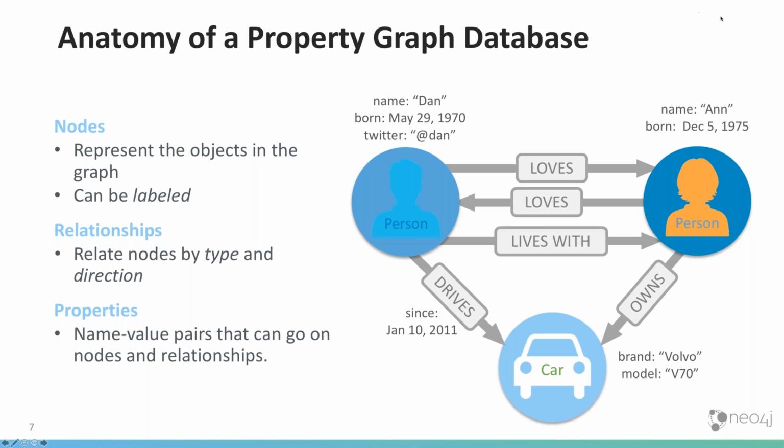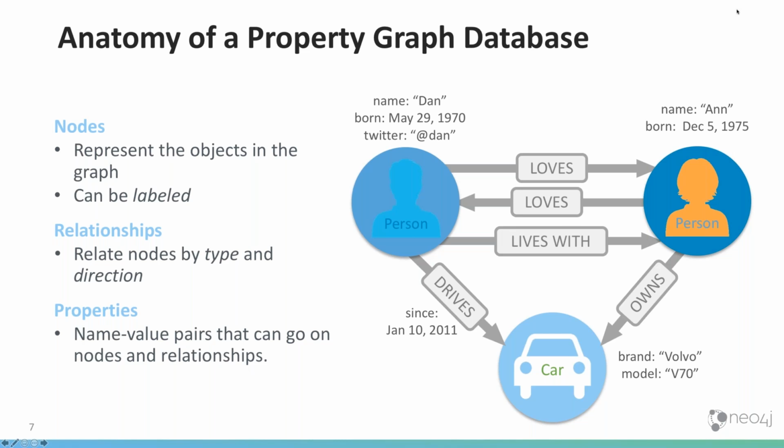On the right, we have another node. The name property for that node is Anne. She was born December 5th, 1975. We don't have her Twitter handle, and that's okay. It's not like in a relational database where every row has the same number of columns and you have to stick a null value in that column. If you don't have a particular property type, you just don't add it to that node. Out of the box, Neo4j doesn't really enforce that every node with the label has to have exactly the same properties and the same types.